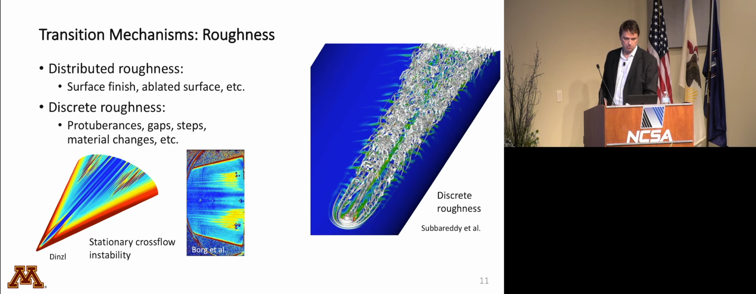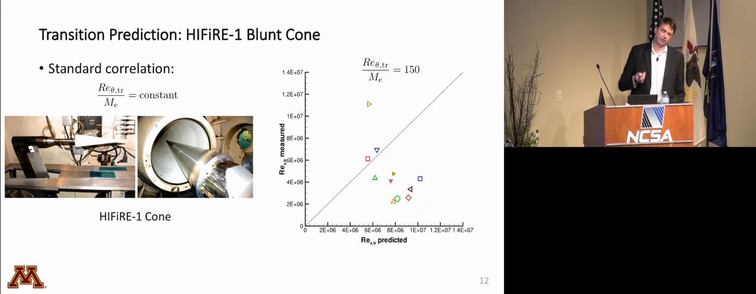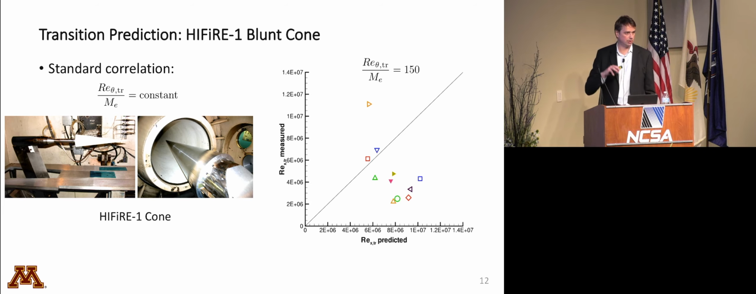Okay, so that's kind of a warm-up. How do we predict this? Well, until about 15 years ago or so, everything was done with correlations. And the favorite correlation was this right here: the Reynolds number based on the momentum thickness at transition divided by the edge Mach number is a constant. I just showed you these really complicated physics, and it seems a little bit ludicrous that such a correlation could work, right?